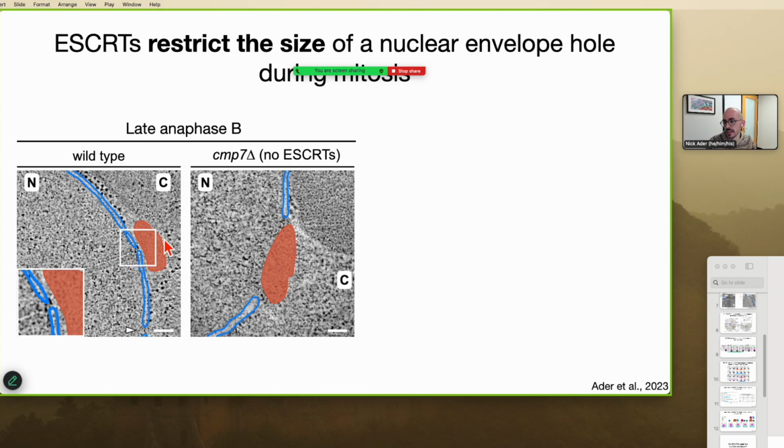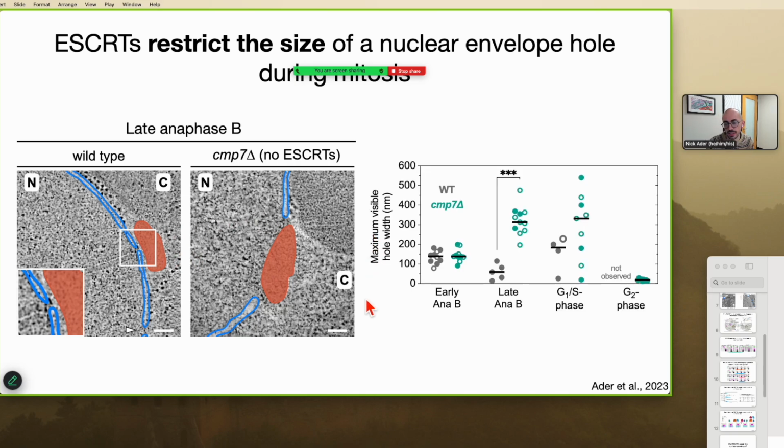If we look at a cell that's knocked out for CHIM7, again no escorts at the nuclear envelope, at the same point in late mitosis, what you'll see is that rather than a tiny hole that's now smaller than the spindle body, it's much larger than this hole on the left. That's quantified over here across the cell population. Specifically, I want you to focus on the difference between early anaphase B, where the spindle body was just extruded and the hole is about the size of a spindle body. Here, in late anaphase B, we get what appears to be a constriction in the wild type, smaller than the spindle body, whereas you get a much larger dilation of the nuclear envelope in the CHIM7 knockout scenario.